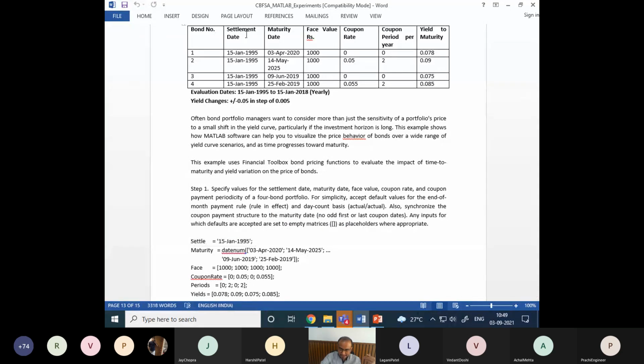So let me create the settlement date, which is common for all. Let me say settle is 15 January 1995. I created a string in a format, you can see DD triple M YYYY. So this is one format for a date string, which I have used. Then maturity. There are 4 different maturities, so let me create that vector using the same format. You keep all the dates in the same format throughout the program, right?